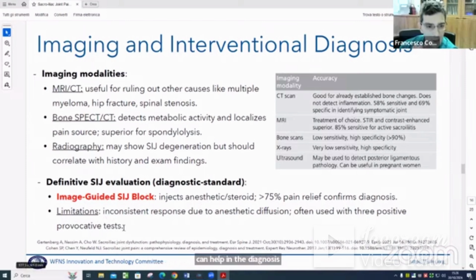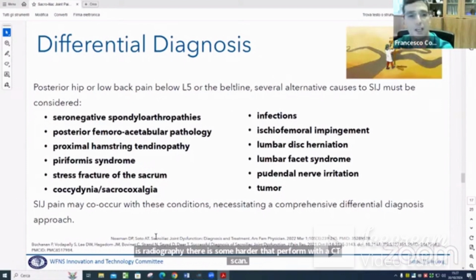Obviously, there is some limitation in this test because there is sometimes an inconsistent response due to the anesthetic diffusion, and we must be sure regarding the position. So it's essential to perform it image guided. Usually, some authors use echography. Better is radiography. Others perform it with a CT scan. So we can use all of these.